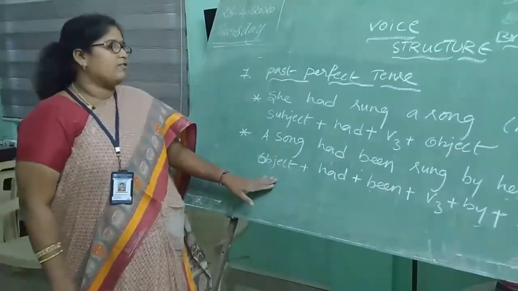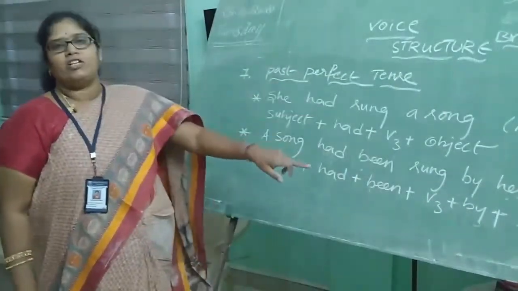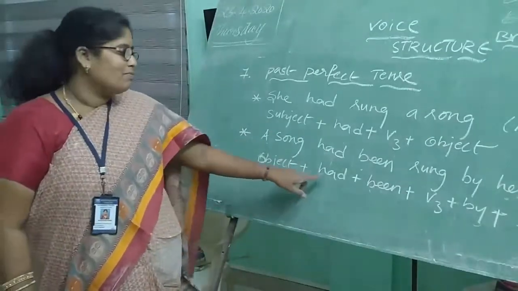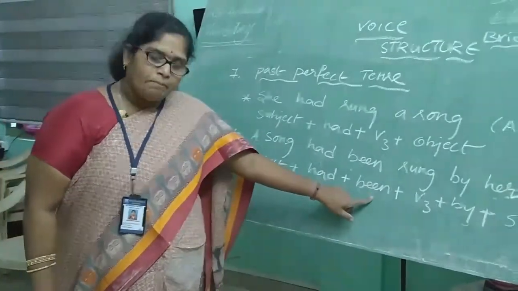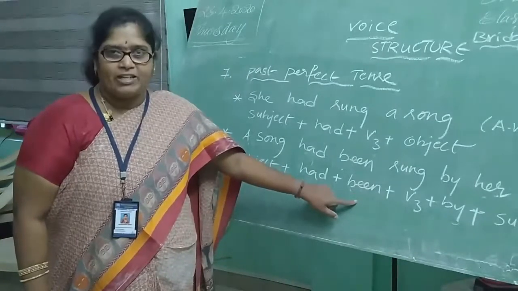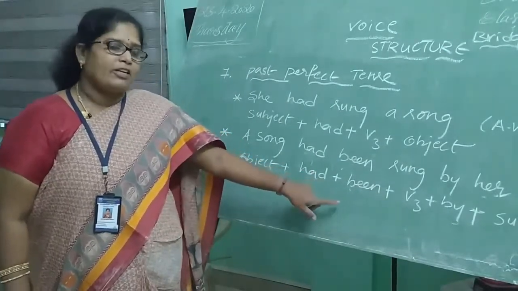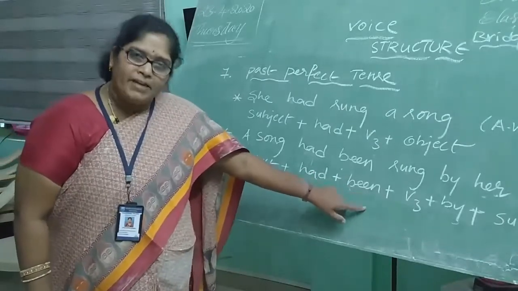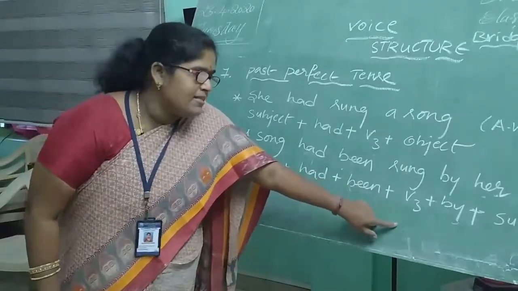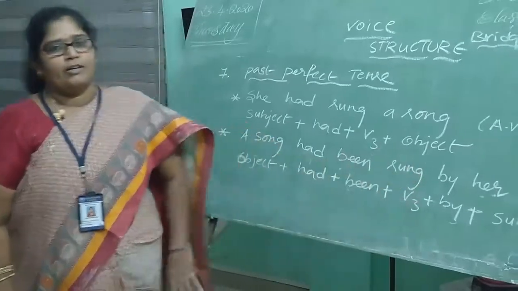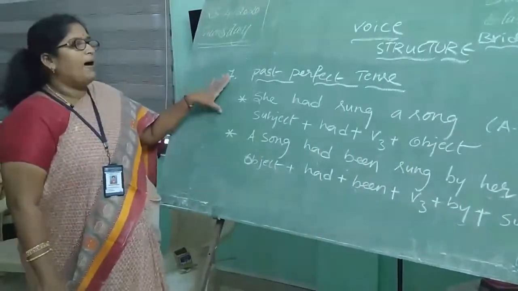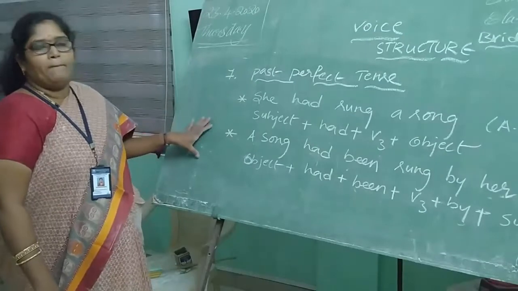So once again, the structure of past perfect tense passive voice, children: object plus had plus been plus. Been is compulsory for the perfect tense, children. It may be present perfect or past perfect; whatever the perfect tense, been is a must. Been plus V3 plus by plus subject, children. So this is the structure of past perfect tense active voice and passive voice.